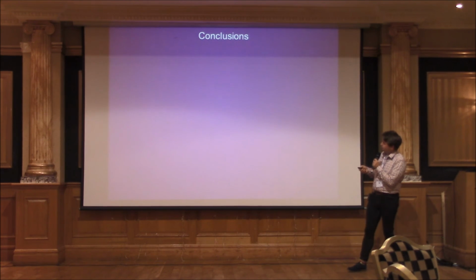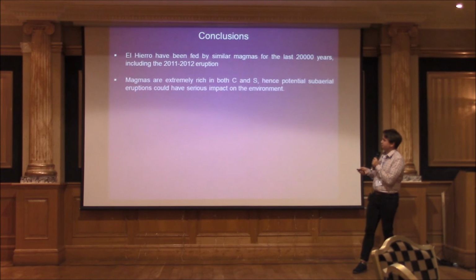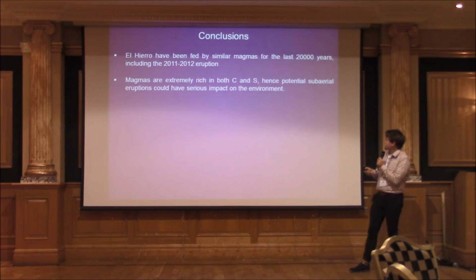So the conclusions, that was really fast. El Hierro has been fed by similar magmas for the last 20,000 years, including the last 2011-2012 eruption. Magmas are extremely rich in both carbon and sulfur, hence potential subaerial eruptions, so eruptions that don't happen underwater but rather on the surface of the island, could have serious impacts on the environment, especially locally, maybe even globally if the eruption is large enough.